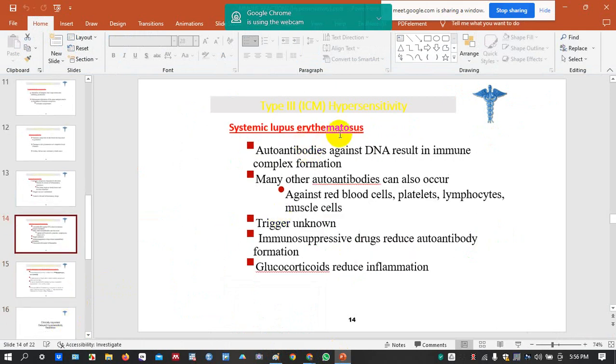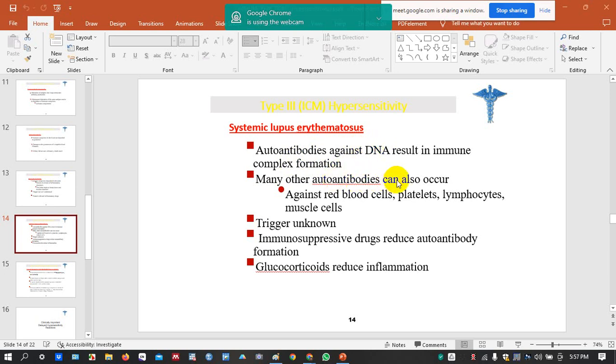Systemic lupus erythematosus is also under type 3. It occurs when autoantibodies are produced against the DNA of the host, or of the same person, resulting in immune complex formation. So autoantibodies see the DNA of the person as what? As foreign, or as a disease-causing organism, and the antibodies are released against the DNA of the same person. This is an autoimmune disease.